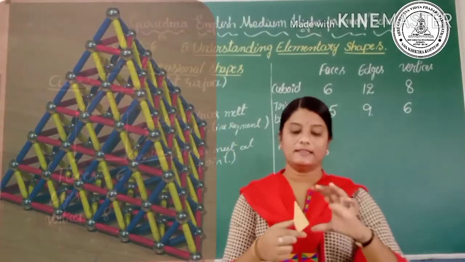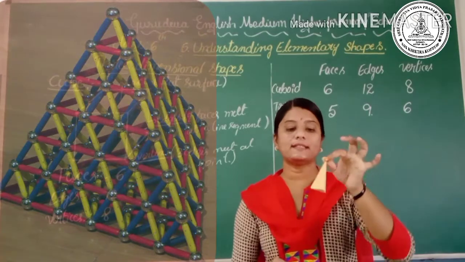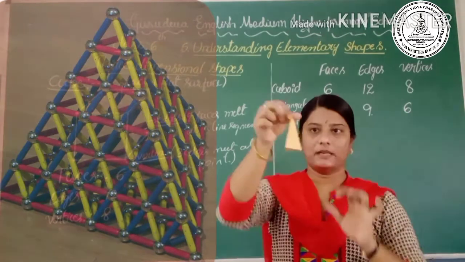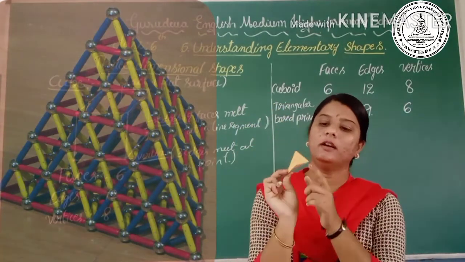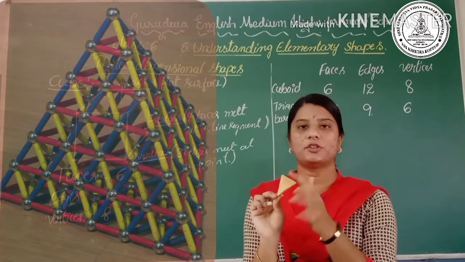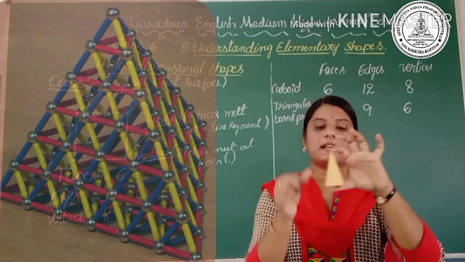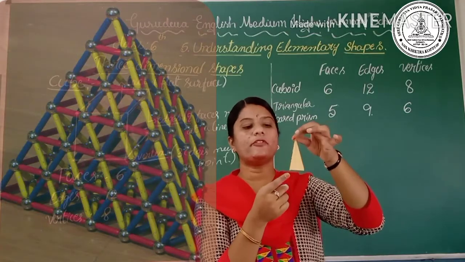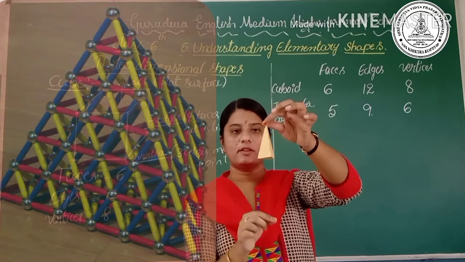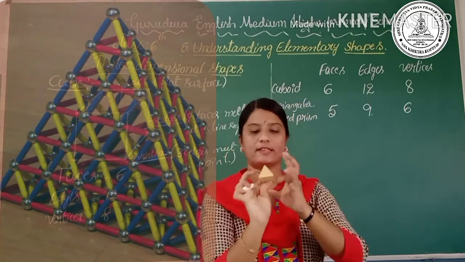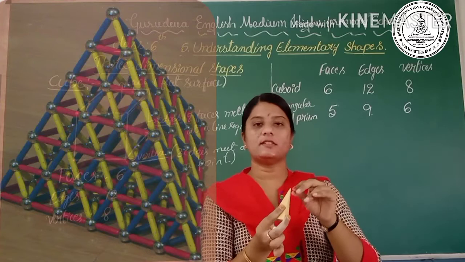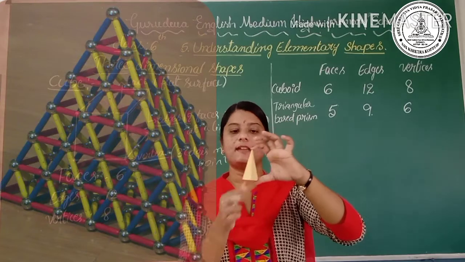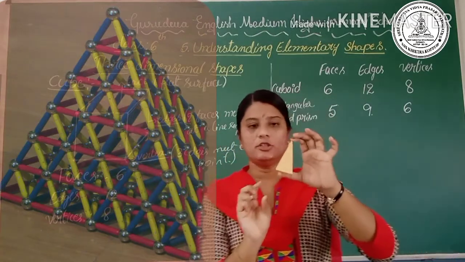Okay. And then the next shape is the triangular based pyramid. As you can see here, the base of the 3D shape is in the triangular shape. Hence the name is triangular based pyramid. Can you say how many faces there are for this 3D shape? Yes, it has 4 faces, and each face is triangular in shape, right?